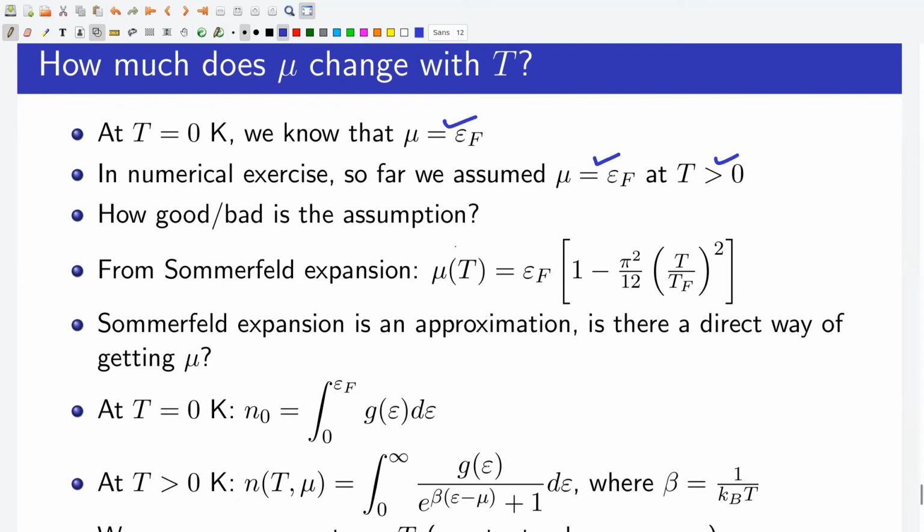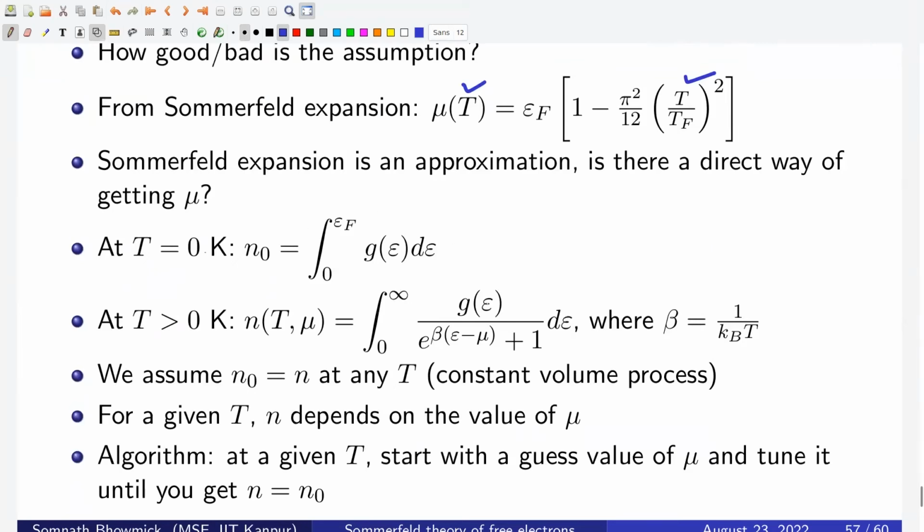From the Sommerfeld expansion, we know that the chemical potential for a 3D free electron gas decreases quadratically with increasing temperature. However, the Sommerfeld expansion is an approximation. Is there a direct way of calculating mu? We know that at T equal to 0 Kelvin, the number of electrons can be obtained by integrating the density of states between 0 and F. At T greater than 0, the number of electrons can be obtained by evaluating this integral.